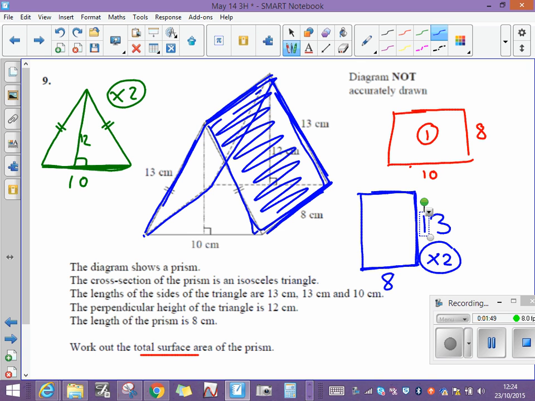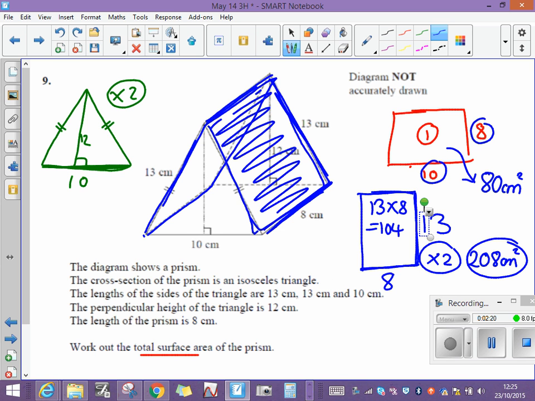So all I actually need to do is work out the area of each of these. Now if I look at the area of this one, it's a rectangle, so I just do the length times the width. So the area of this one is 80 square centimeters. If I look at this one, there are two of them, but the area of each of them is 13 times 8, and if I do 13 times 8, that comes out as 104. But there are two of them, so these two together times 2 comes out as 208 centimeters squared, so 104 times 2. So I've now got 80 and I've got 208.